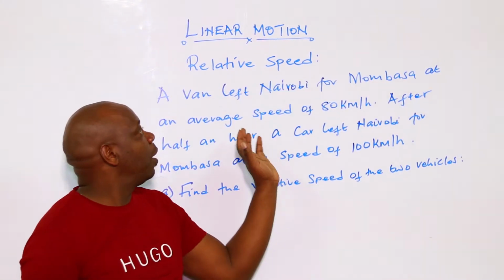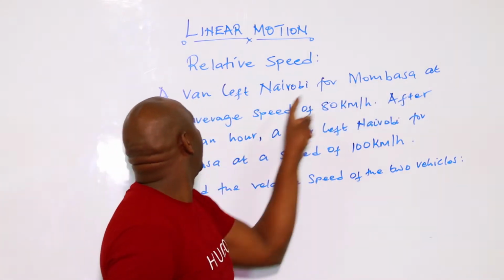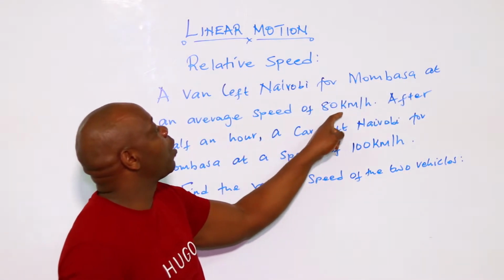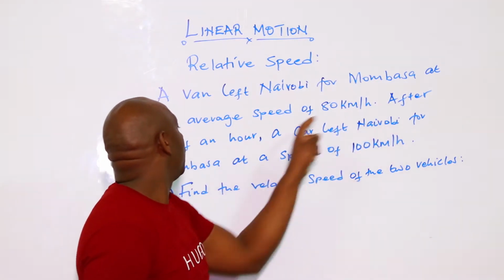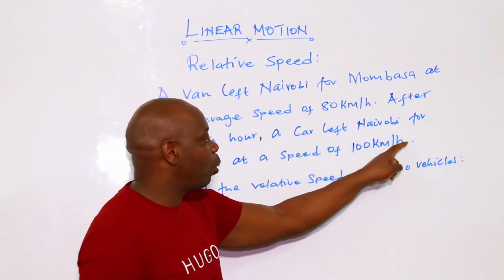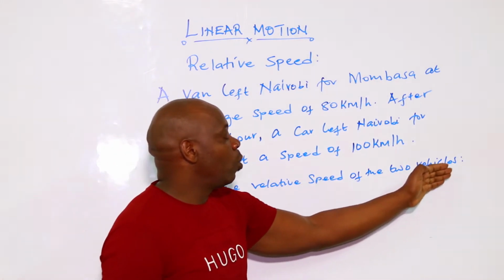So we are going to consider this example here. A van left Nairobi for Mombasa at an average speed of 80 kilometers per hour. After half an hour, a car left Nairobi for Mombasa at a speed of 100 kilometers per hour. You have to find the relative speed of the two vehicles.